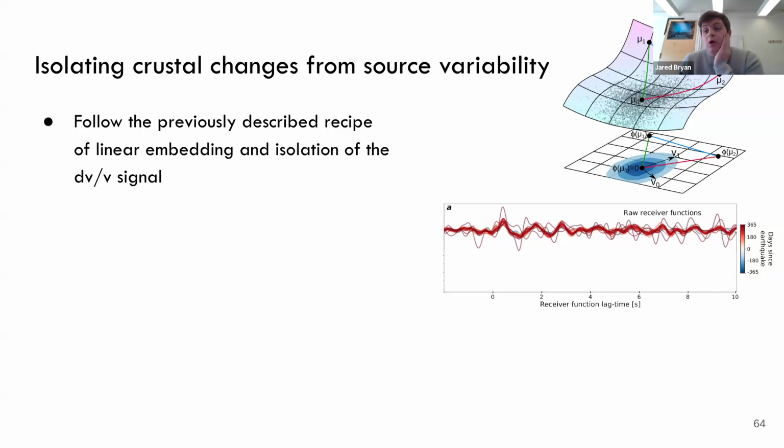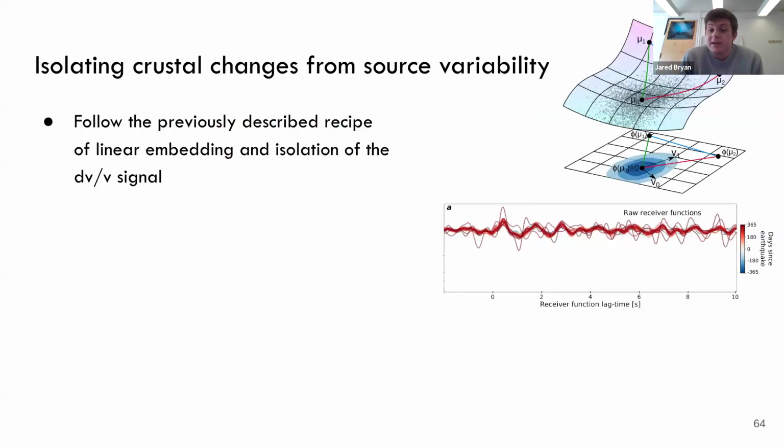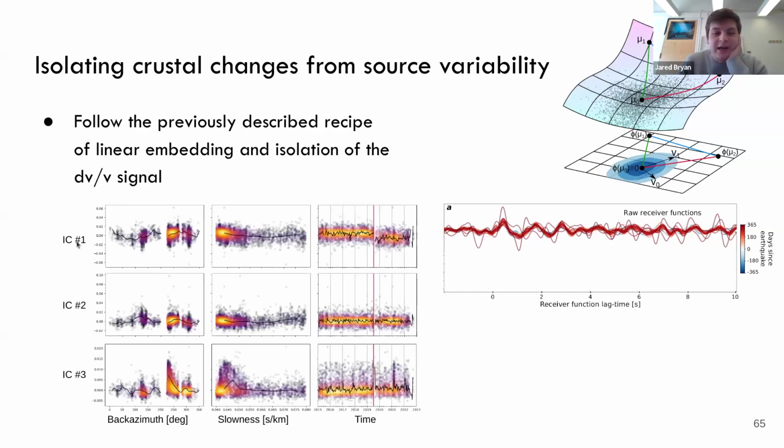So the question though is, what velocity change is causing these waveform variations and where does it occur? How does it evolve through time? So what we need to do is follow that kind of procedure where we take our receiver functions and we embed them in this space and we come up with these different independent components of the waveform variation. And then I go through and select different components that show some time variation.